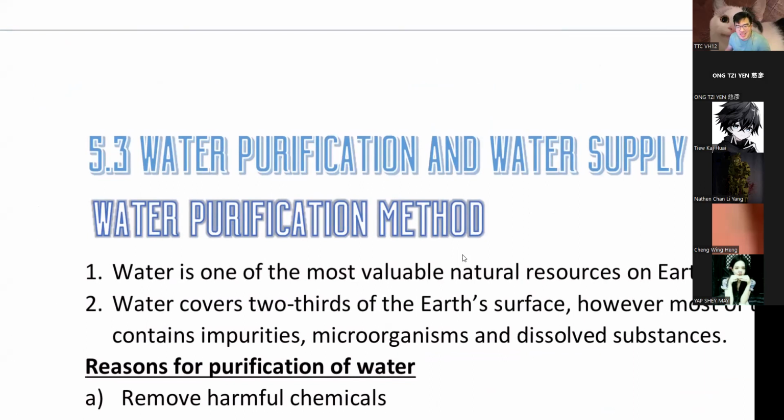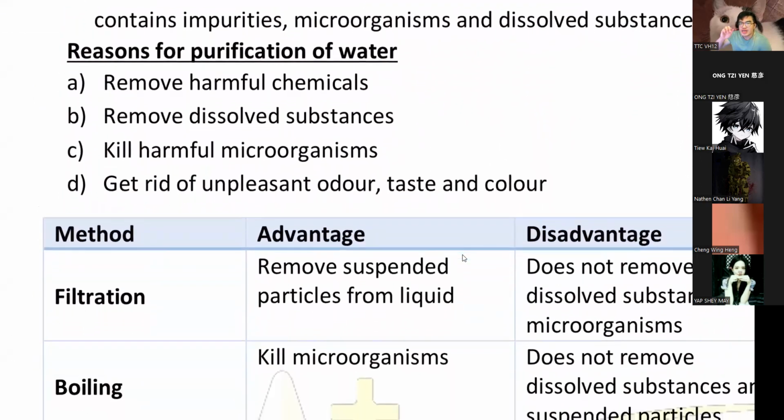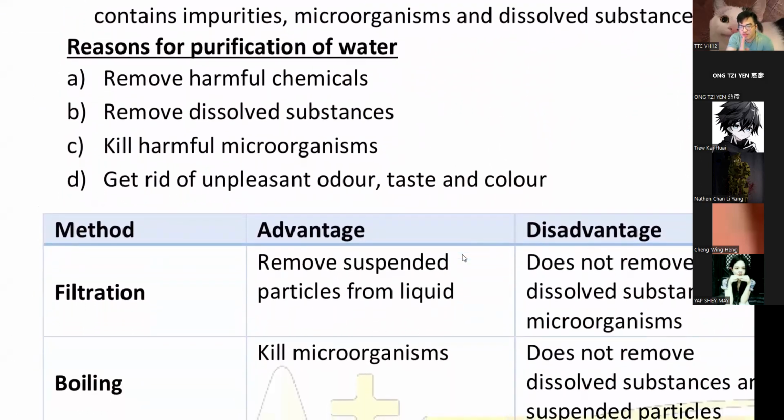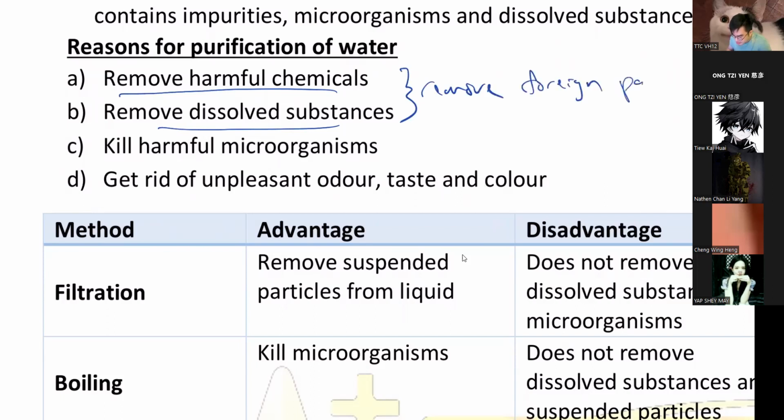Right, so let's learn about water purification. Guys, let's jump straight to the point. Purifying water is to do two things. Number one is to remove harmful chemicals and harmful dissolved substances. I just call it to remove foreign particles, right? Anything that doesn't belong in water, I want to remove it. That's the first point.